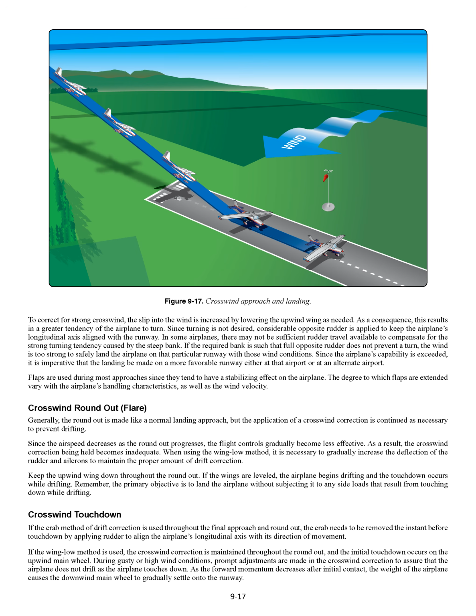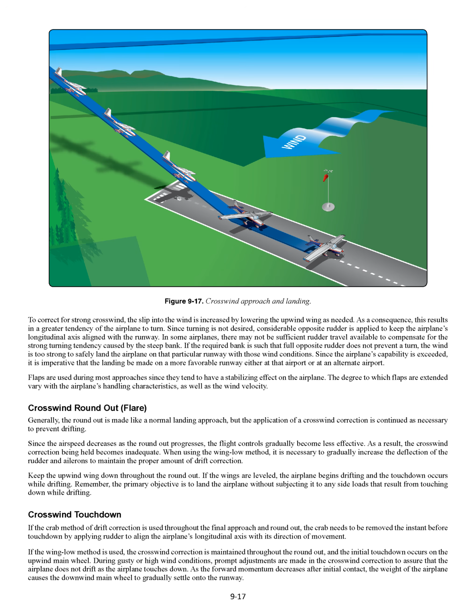If the crab method of drift correction is used throughout the final approach and round out, the crab needs to be removed the instant before touchdown by applying rudder to align the airplane's longitudinal axis with its direction of movement. If the wing low method is used, the crosswind correction is maintained throughout the round out, and the initial touchdown occurs on the upwind main wheel. During gusty or high wind conditions, prompt adjustments are made in the crosswind correction to assure that the airplane does not drift as the airplane touches down.